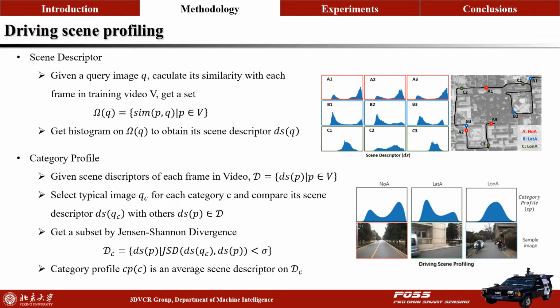Now we can generate the category profile. Given scene descriptors of each frame in the video, we can get a set D. We select a typical image QC for each category C and compare its scene descriptor DSQC with the other DSP in D. Then we can get a subset by JS divergence. The category profile CPC is the average scene descriptor on DC.